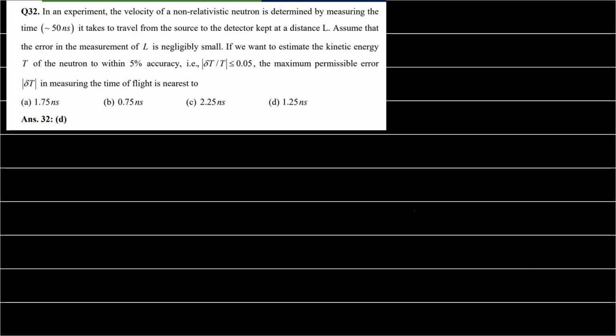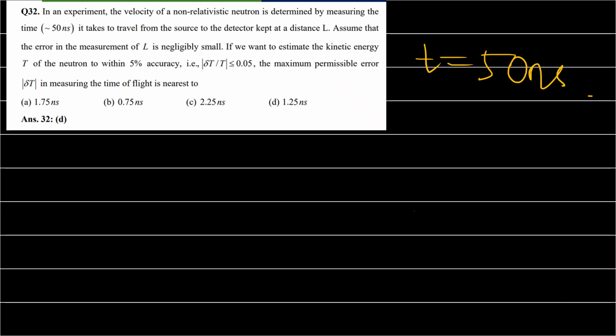So let's start the first question. In an experiment, the velocity of a non-relativistic neutron is determined by measuring the time t equal to 50 nanosecond it takes to travel from the source to the detector kept at a distance L. Assume that the error in measurement of L is negligibly small. So there is no error in the measurement value of L. That is, L can be a constant.